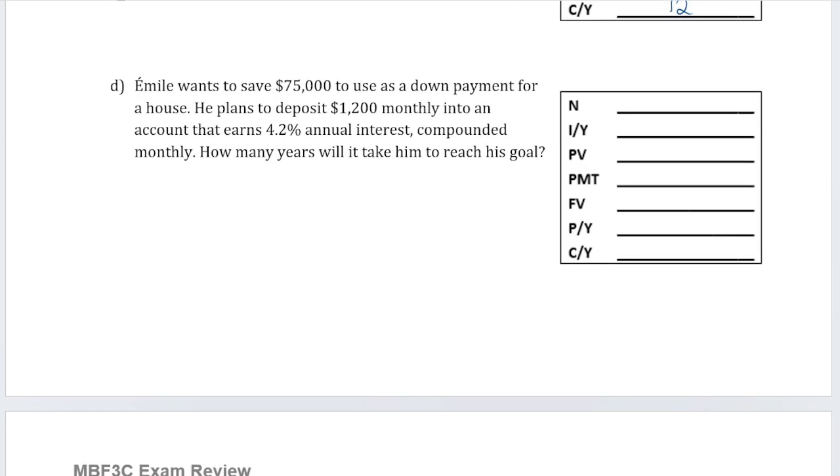Amelie wants to save $75,000, so that's what they want at the end. $75,000 to use as a down payment for a house. Oh, he plans to deposit $1,200 monthly, so that's payment. $1,200 every month, 12 times a year, into an account that earns 4.2%, compounded monthly. You see monthly a lot. How many years will it take him to reach his goal? So he's not starting with anything.